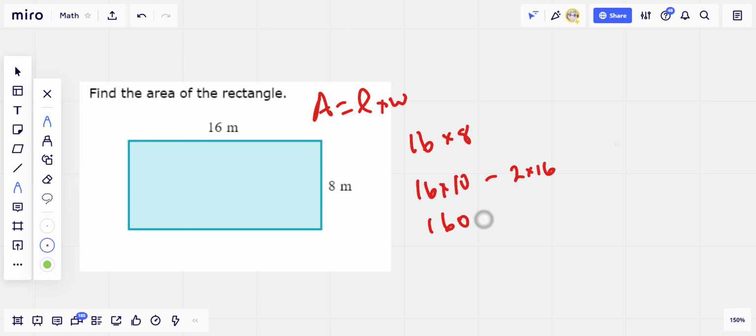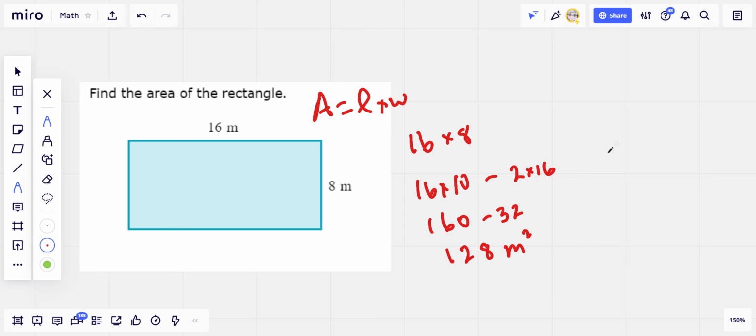And 2 times 16 is 32. So 160 minus 32, let's see, 160 minus 30 would be 130. 2 less than that would be 128. So this is 128. And that should be our answer. The units would be meters squared, or square meters.